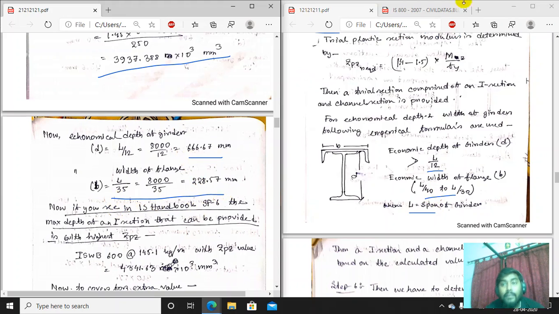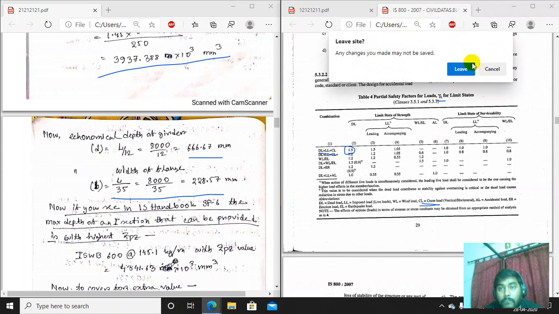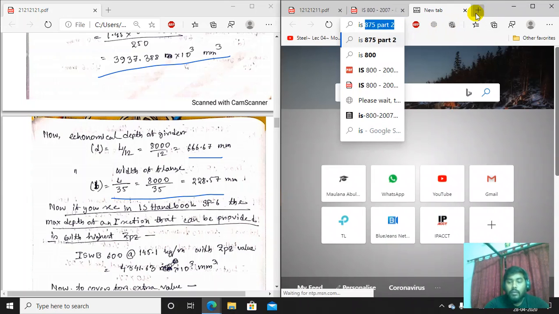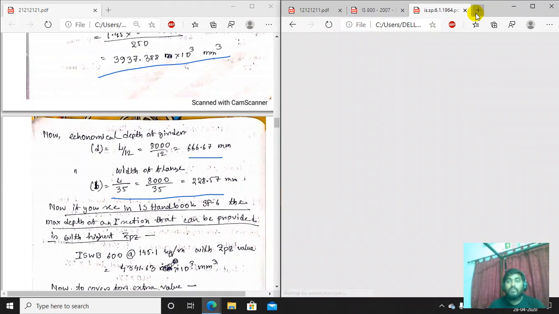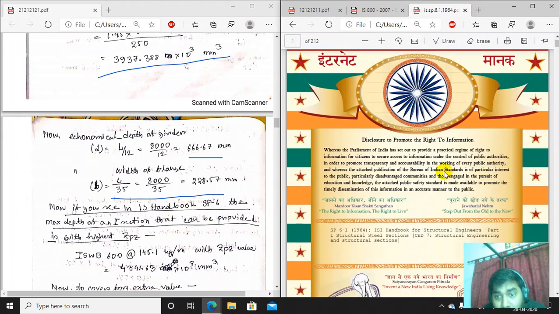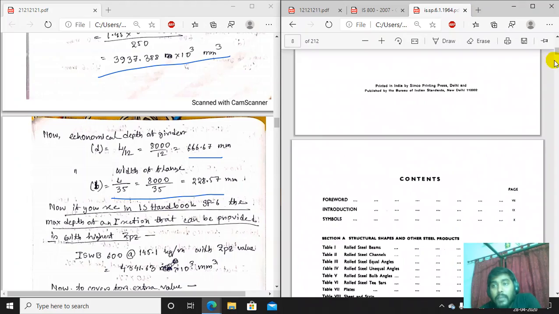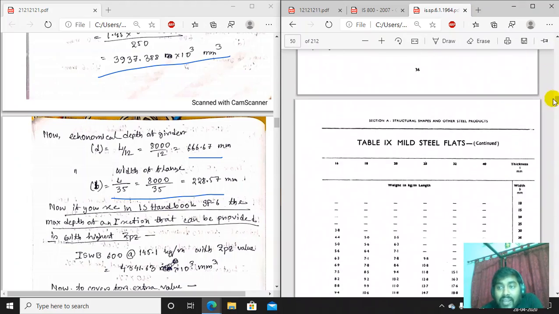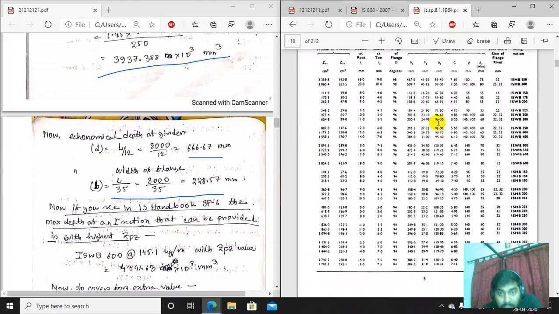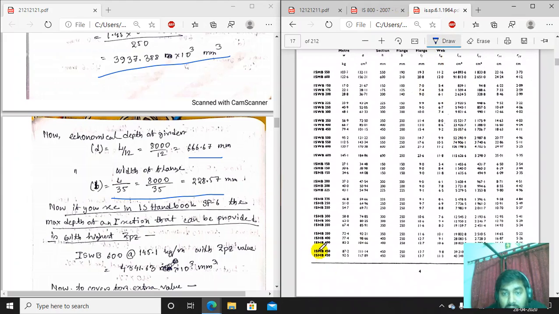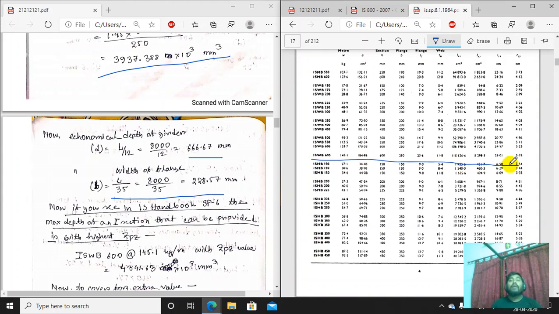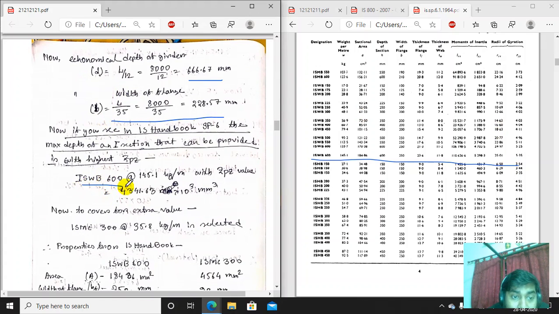Now let us open IS SP6. If we see the I section with highest depth, we can see ISWB 600. That is the only section that can be provided. This is the highest I section specified by the Indian Standard Code. So ISWB 600 means 600 is the maximum, but we have to provide more depth of the girder.